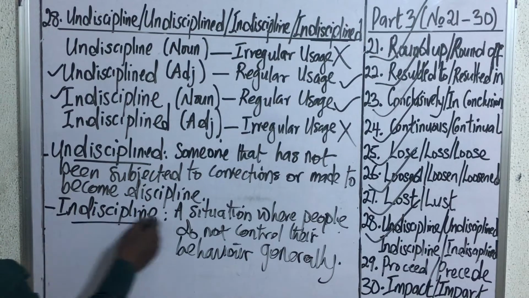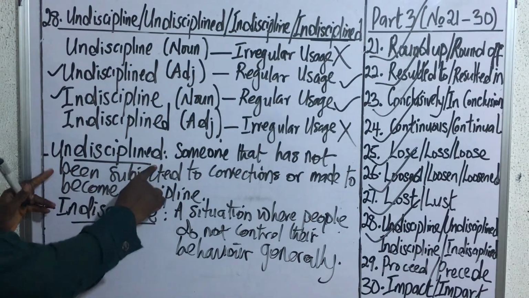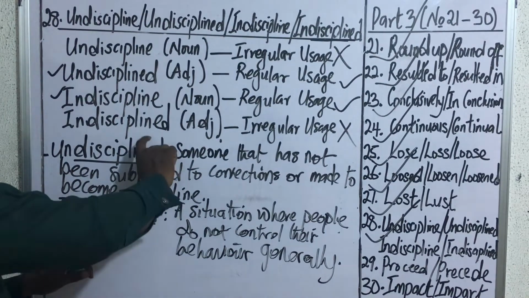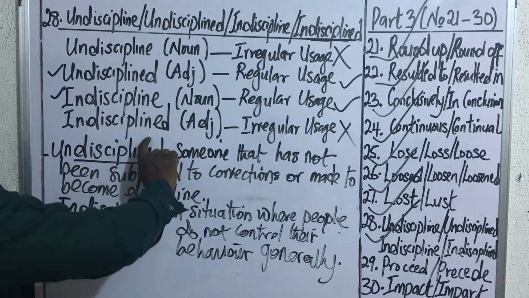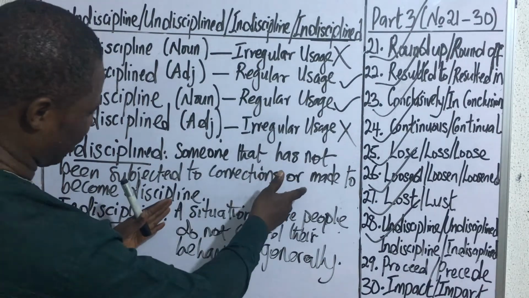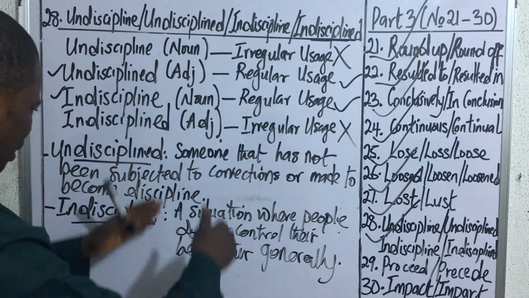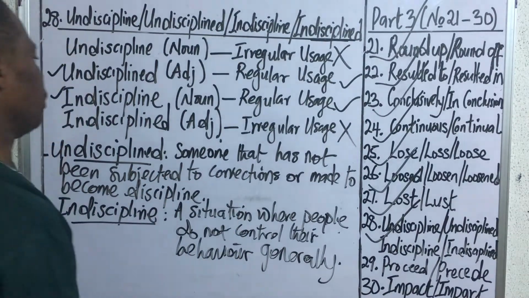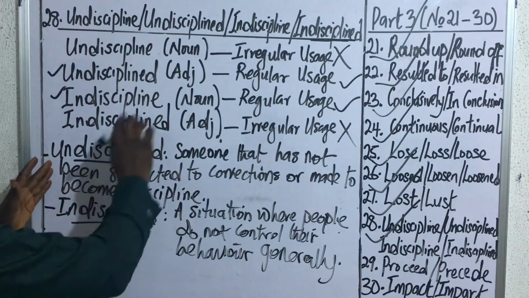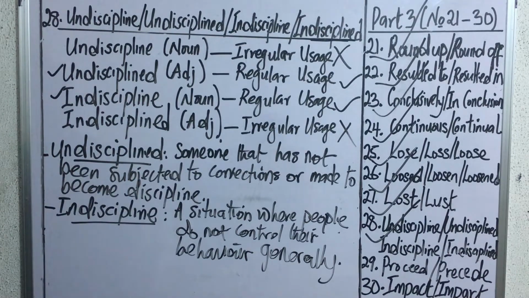Good. So if someone falls to indiscipline, then the person is undisciplined. That means that person has not been subjected to correction, or he or she has not been made disciplined. Good. So this is how to use undisciplined and indisciplined.